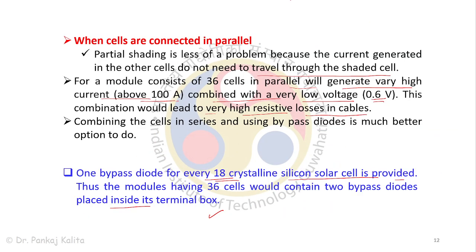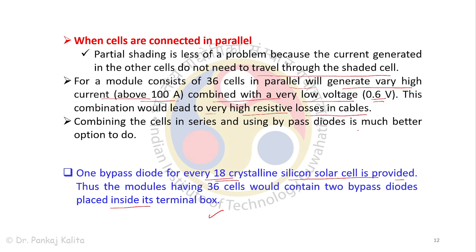Now if the cells are connected in parallel, partial shading is less of a problem as compared to series, because the current generated in a particular solar cell need not pass through every solar cell connected in parallel, so they are independent.